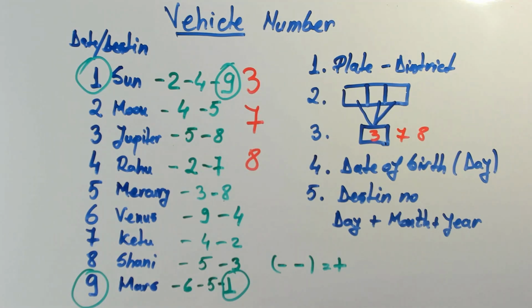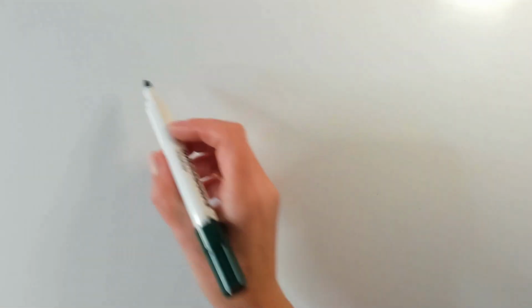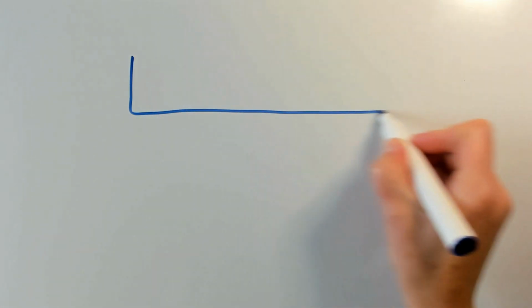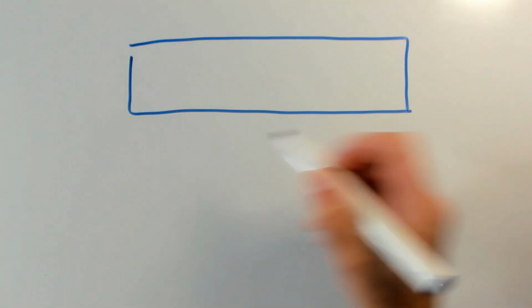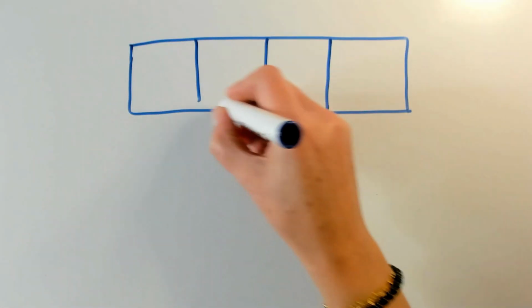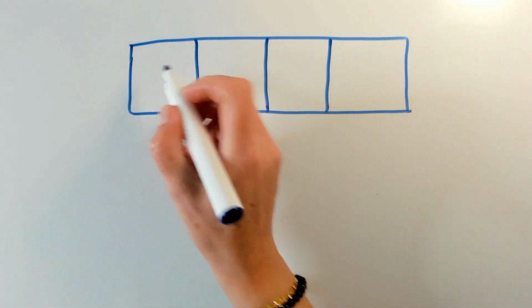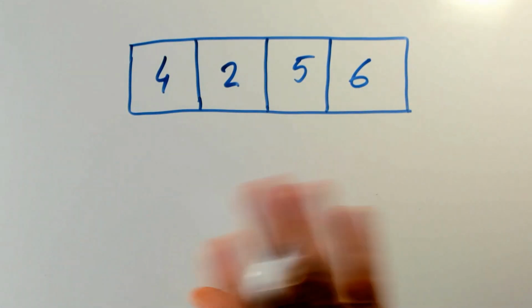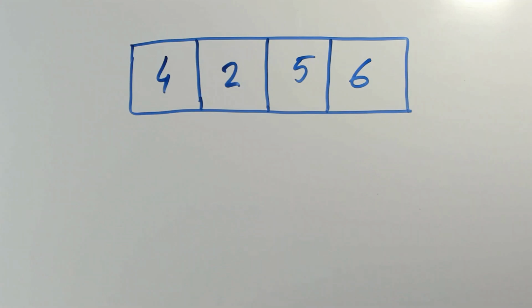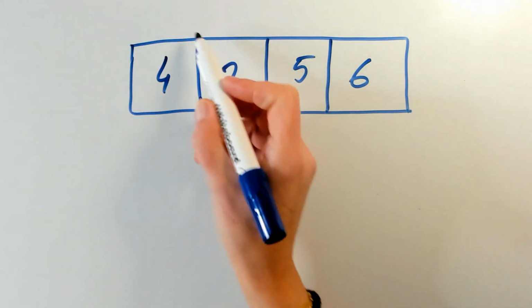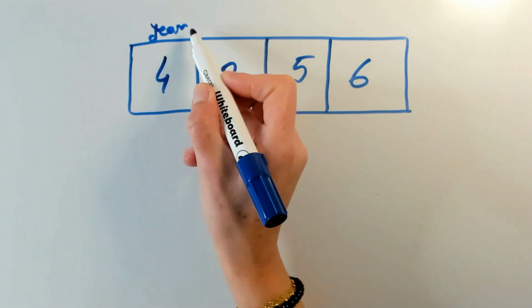Okay, so let's say here that we have basically the 3 numbers or 4 numbers. Okay, so we have here the plate, and we have 1, 2, 3 numbers. Okay, so let's see here that we have 4, 2, 5, 6 on the plate. Okay, so here it's representing the year sometimes. So here we can write the year.